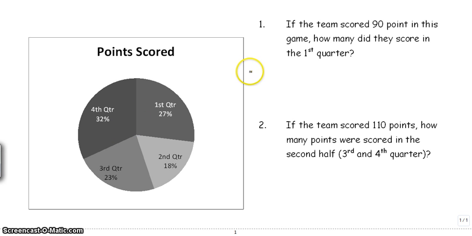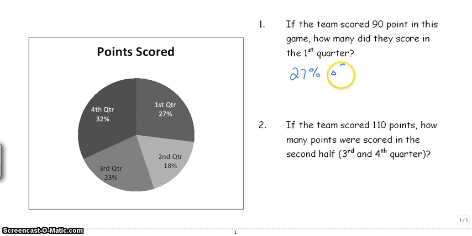The question being asked of us here is, if a team scores 90 points total, so that's going to be in all four quarters they score 90 points, how many did they score in the first quarter? We can use our average information here to figure this out. Now, we know that 27% of those 90 points were scored in the first quarter.